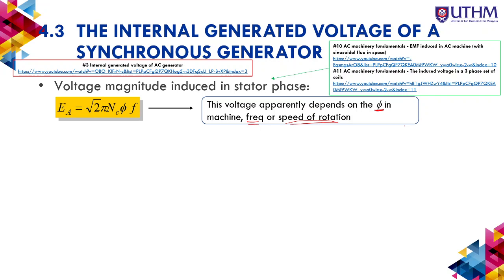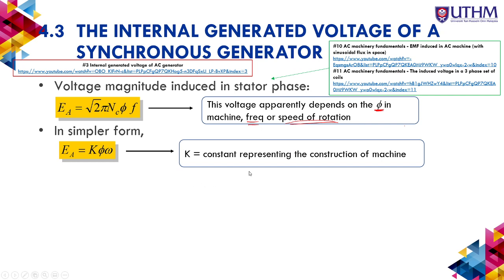So this is the magnitude. Kena ingat magnitude. So in simpler form, they will just reduce at this point. Dia gantikan sajalah ni, where k is the constant representing the construction of the machine. So later on you can try how to simplify from here to here. You boleh balik 2 pi f equal to omega. So omega nanti divide by berapa, then you dapat gantikan lah.